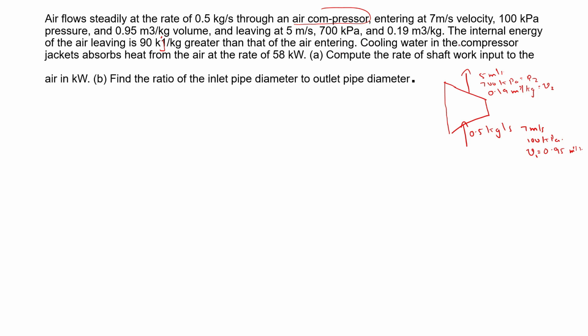And cooling water in the compressor jacket absorbs heat from the air at the rate of 58 kilowatt. So this compressor releases heat that is absorbed by the cooling water. So heat released is given as 58 kilowatt. Compute the rate of shaft work input to the air in kilowatt. You can apply the steady flow energy equation here.